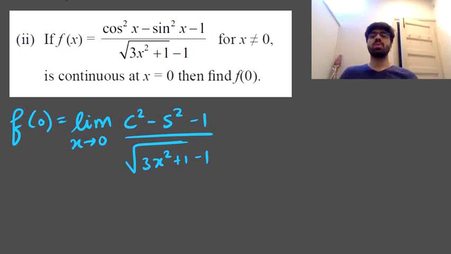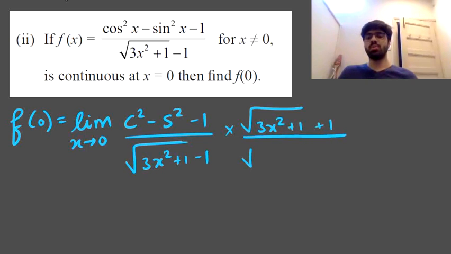Like we did in the previous question, every time we see a square root, all we need to do is rationalize. So we will multiply this with root over 3x square plus 1 plus 1. In the denominator also we will have root over 3x square plus 1 plus 1. A minus b into a plus b makes it a square minus b square. So we are going to have root over 3x square plus 1 minus 1, and this term gets combined with it. So plus 1 minus 1 gets cancelled, and we are left with simply 3x square in the denominator.